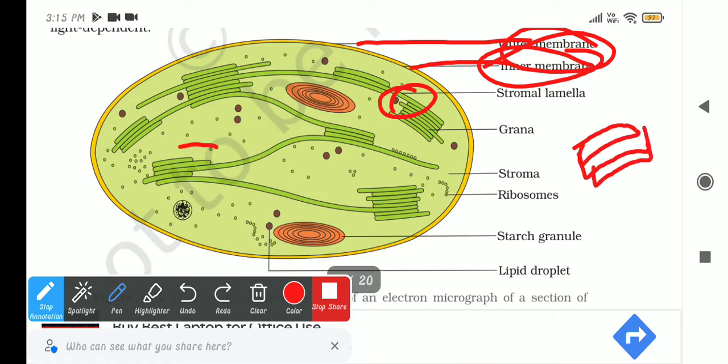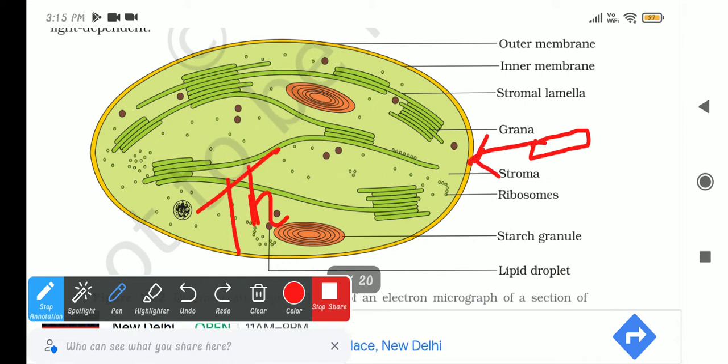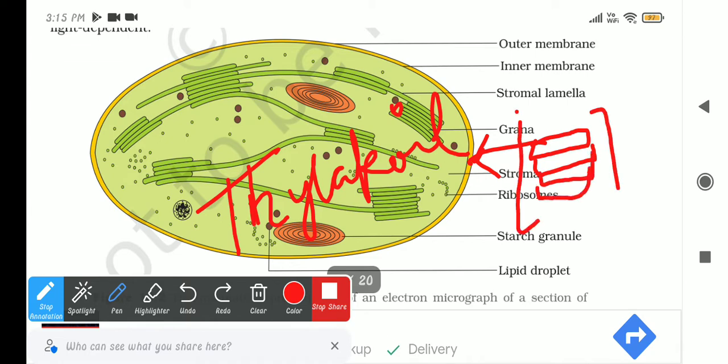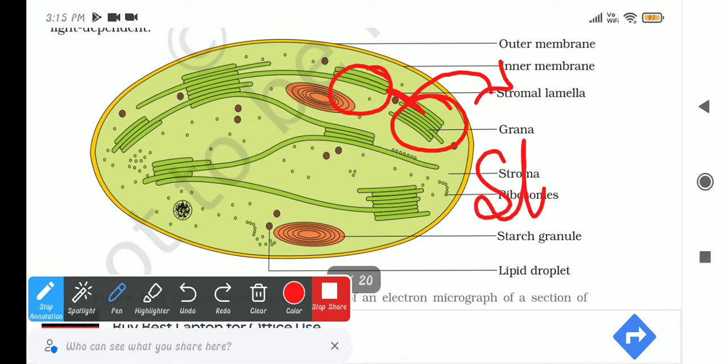Look, these structures, this is the grana. Grana is made up of thylakoids. Grana is a group of these structures, so a group of thylakoids makes a grana. One or more grana are attached together by a structure which is called the stroma lamellae.